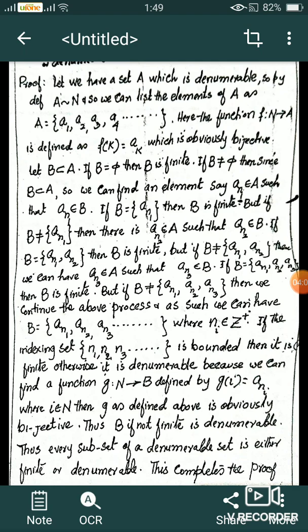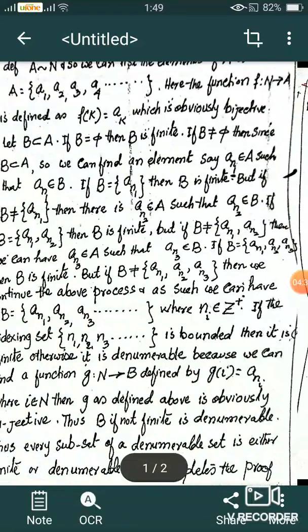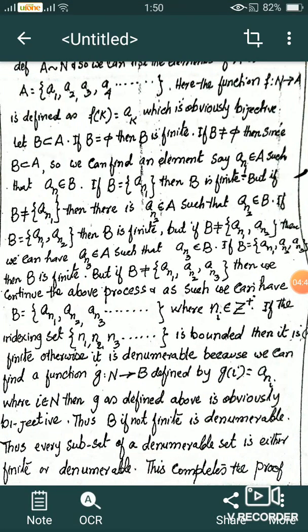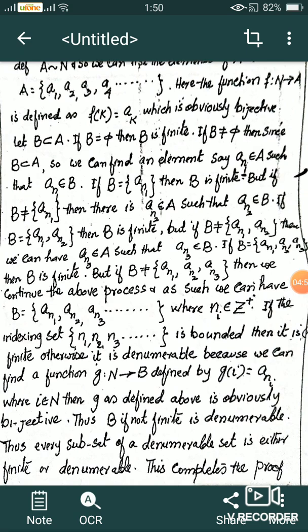Then there is another element, a_n2, belonging to A, such that a_n2 belongs to B. And if B is equal to the set {a_n1, a_n2}, then again B is finite, taking two elements. But if B is not equal to {a_n1, a_n2}, then we can have a_n3 belonging to A, such that a_n3 belongs to B. And if B is equal to {a_n1, a_n2, a_n3}, it means that B contains three elements, then B is finite. But if B is not equal to {a_n1, a_n2, a_n3}, then we continue the above process as such.